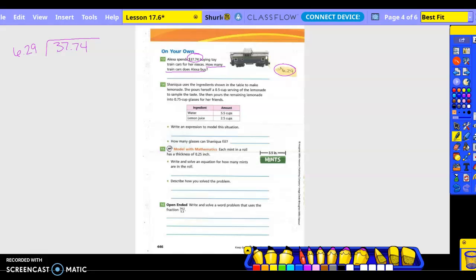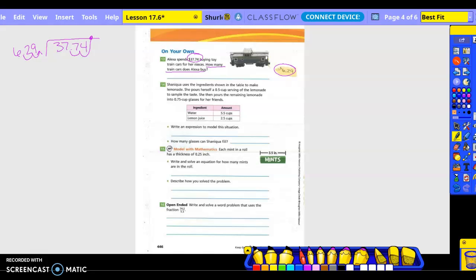$6.29. So I can't divide by a decimal, so I need a whole number. So I'm going to loop this over 2 places to the right. What I do to the divisor, I also have to do to the dividend. So 629 into 3. 37, 377, and into 3,774.